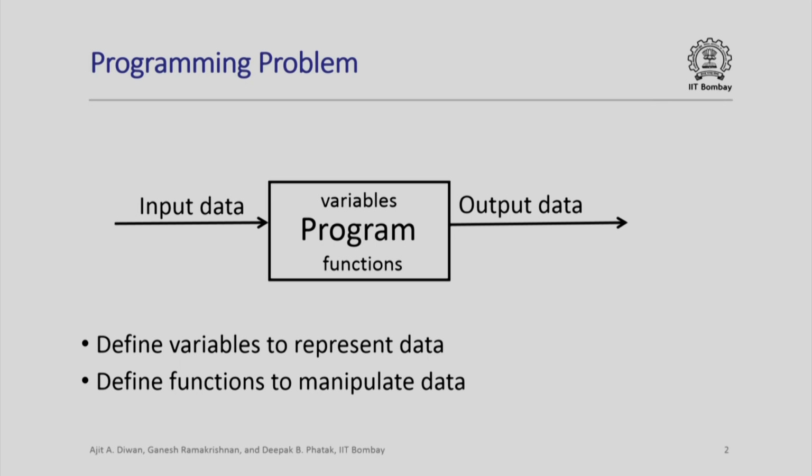So, if you think of any programming problem like the examples we have seen earlier, every program takes some data as input and it computes some output data from that. And in order to do that, we need to define variables and functions inside the program. The variables are used to represent the data, input data as well as output data, whereas the function defines how to manipulate the data that you have represented. So, any typical programming problem will require you to define variables for representing data and functions for manipulating data.